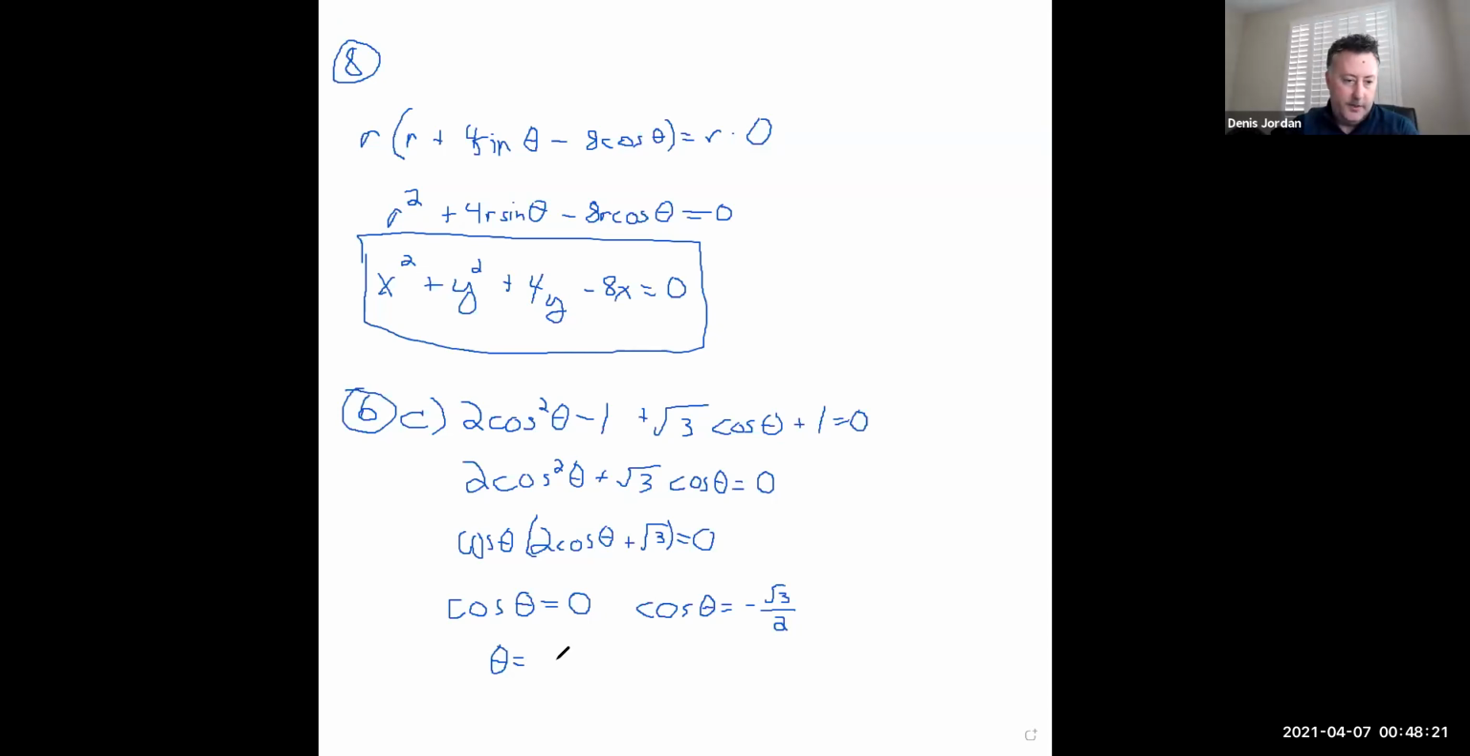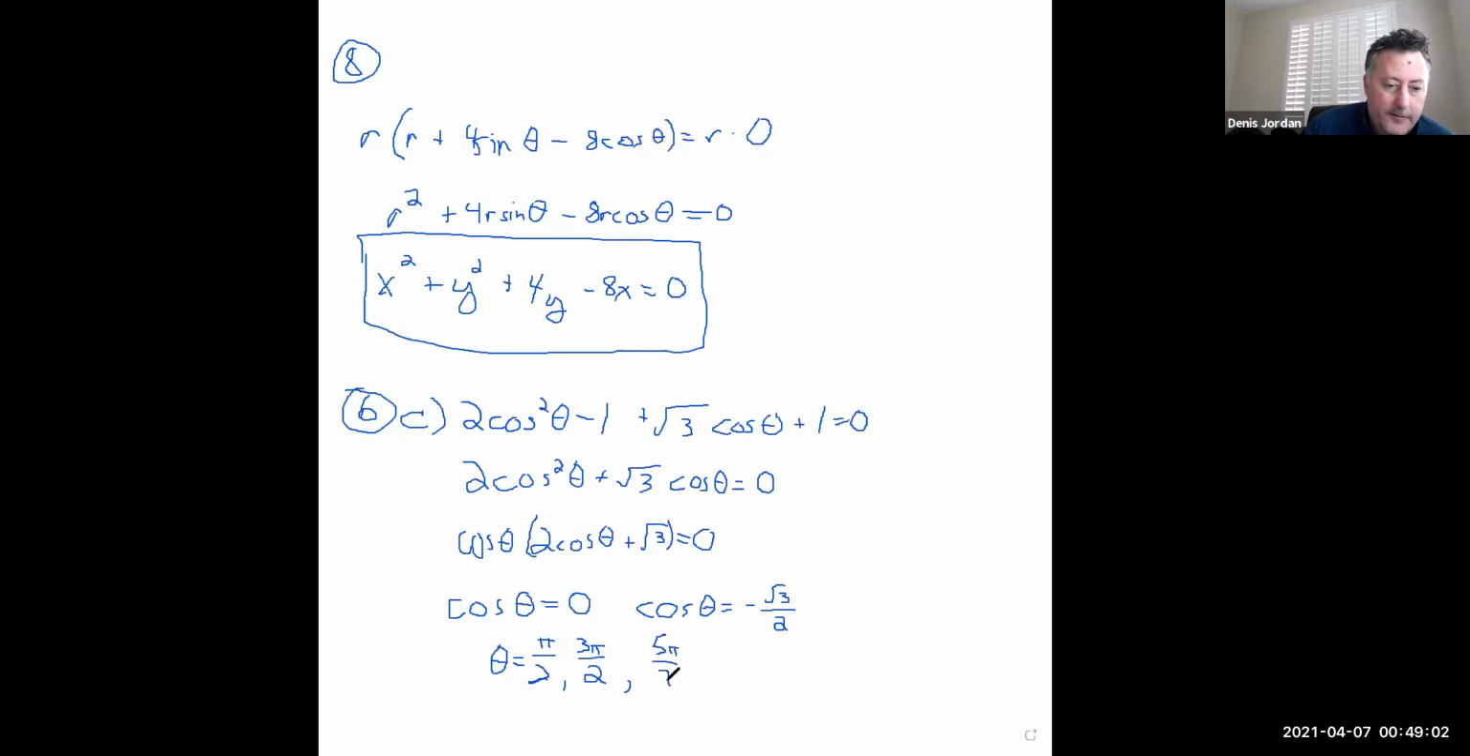So where would cosine equal 0? Pi over 2 and 3 pi over 2. Okay, I think that's what you meant, but just in case. So pi over 2, 3 pi over 2. And then for the cosine of theta equal to negative root 3 over 2, we have 5 pi over 6 and 7 pi over 6.